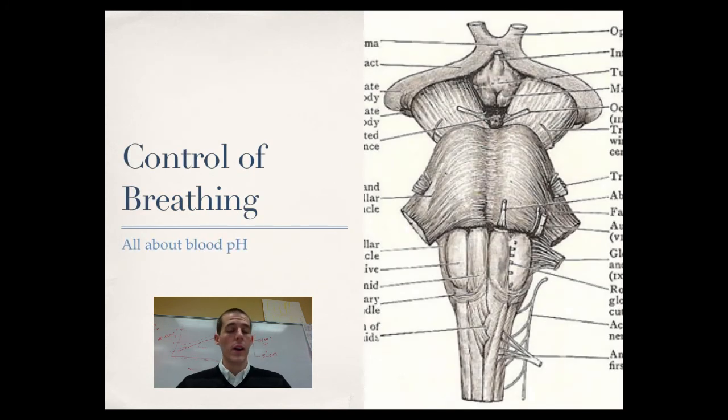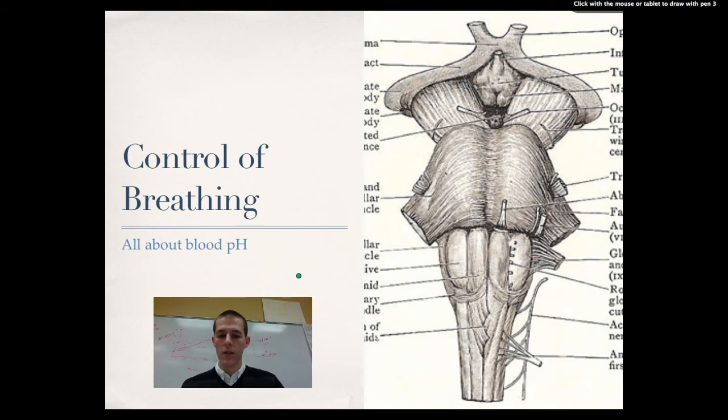Regarding control of breathing, and I know I'm rushing through a lot of stuff, I'm just trying to get through this today. Control of breathing in humans is focused in a brain structure called the medulla oblongata, which is found deep inside of your brain, and it does its regulation based on pH.